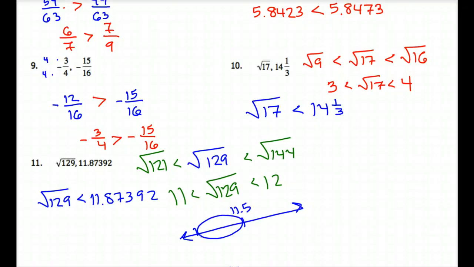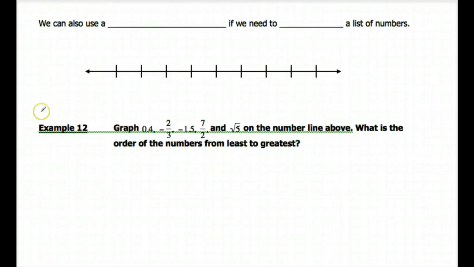Okay, the last thing I want to do is talk about how to compare multiple numbers, and we can use a number line to do that. If we're comparing more than two numbers, sometimes it's easiest to do that using a number line. So in example 12 down here, I have these numbers: 0.4, negative 2/3, negative 1.5, 7 halves, and then the square root of 5. So we're going to put each of these on the number line above.